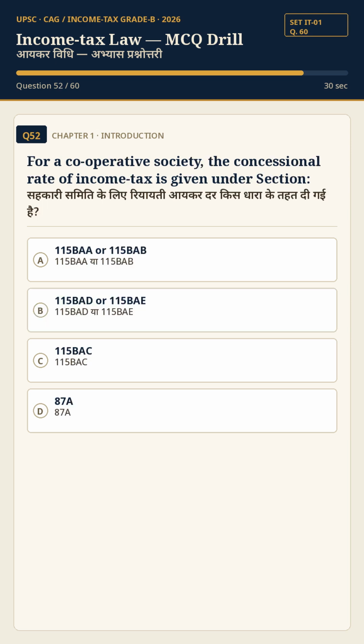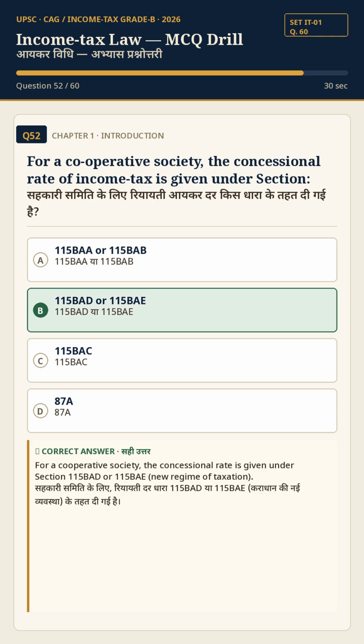Question 52. For a cooperative society, the concessional rate of income tax is given under section: Option A, 87A. Option B, 115BAD. Option C, 115BAE. Option D, 115B. The correct answer explanation. For a cooperative society, the concessional rate is given under section 115BAD or 115BAE, the new regime of taxation.